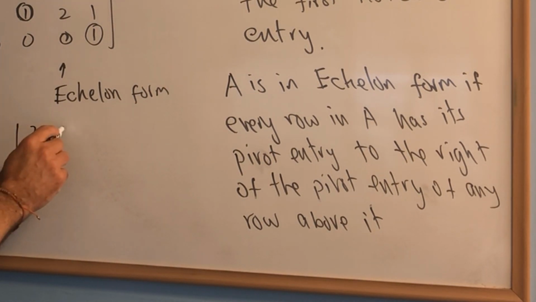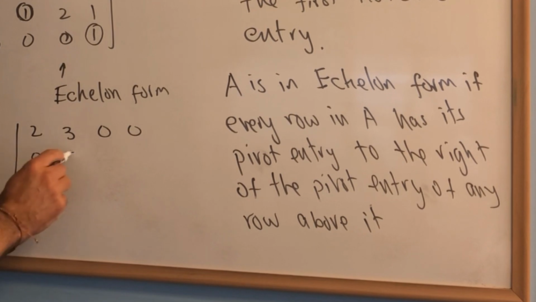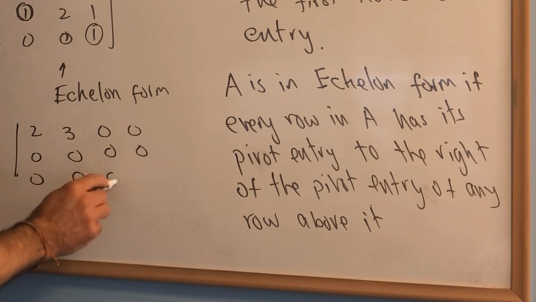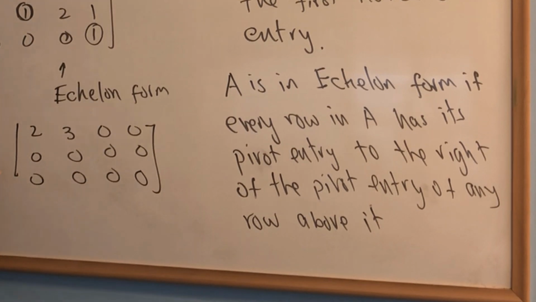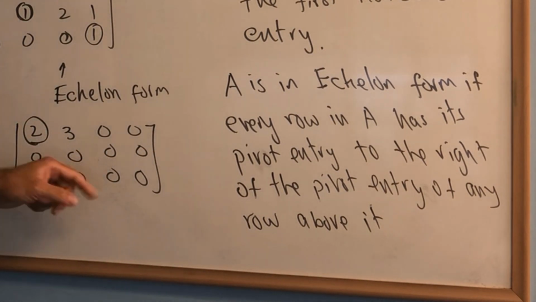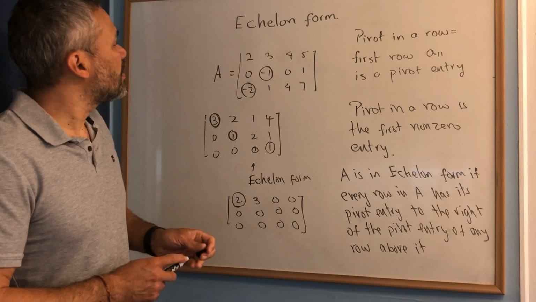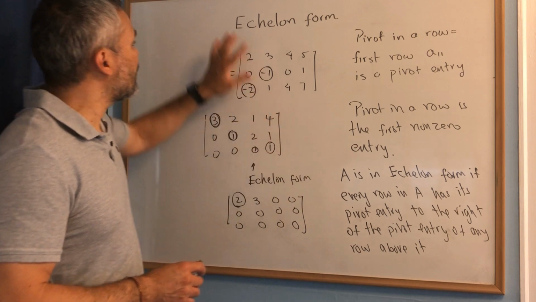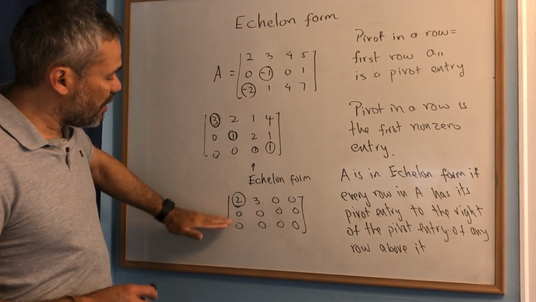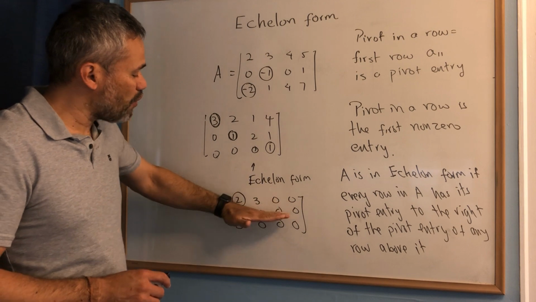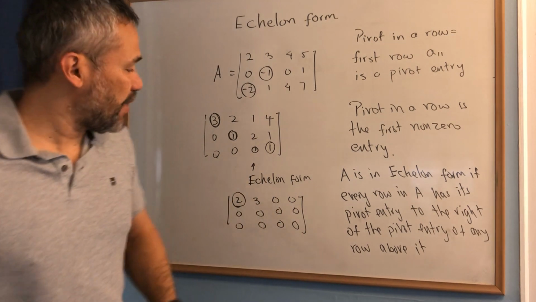Then this is another example of a matrix in echelon form. We have 2, 3, 0, 0, and then rows of zeros. In this case, this row has a pivot and the other rows have no pivot. The property holds because the only row we should check is the one with a pivot, and there is no row above it. I should point out that when a matrix is in echelon form and you have a row of zeros, those rows must be at the end of the matrix.